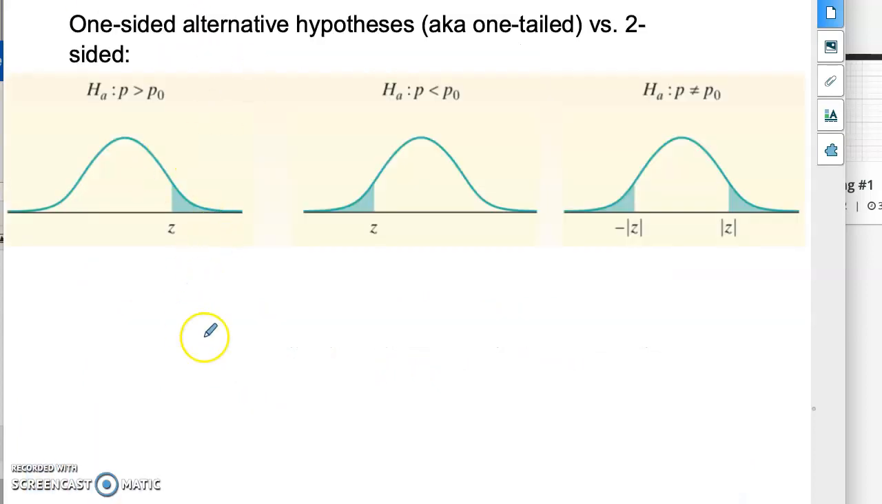Okay, so when we do these tests, there's three scenarios. Remember I said we could have greater than, less than, not equals to. These two are called one-sided, one-sided tails, because we only have area on one side and not the other. And then sometimes, rarely, but sometimes you want to test whether or not the new proportion is not the same as the original or hypothesized proportion. So that's a not equals to. So that's a two-sided test.